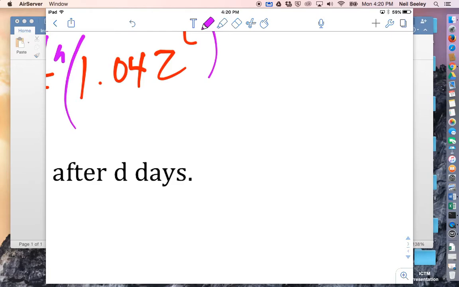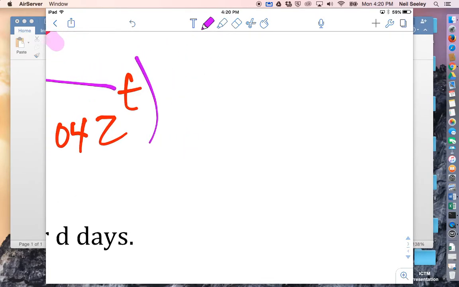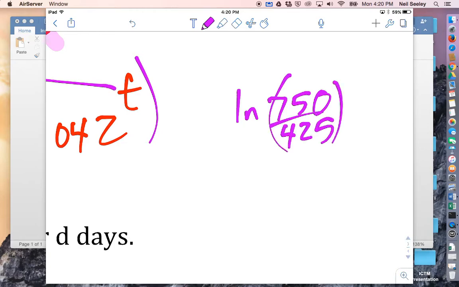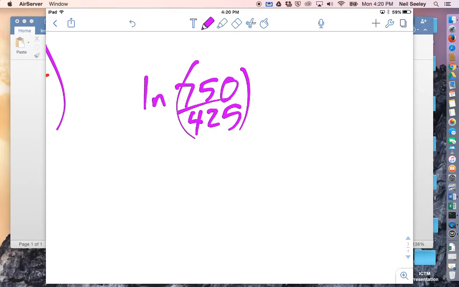Okay. So ultimately, I get the log of 750 over 425. That's one log, by the way. Don't put another log in there. It's easy to think you want to do that. Is equal to t times ln of 1.042.